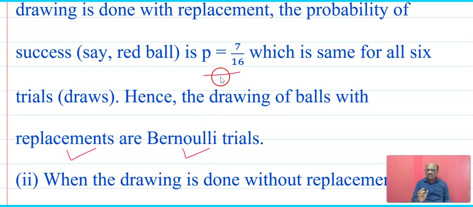The constant. It should not change. Then this type of trials are called Bernoulli trials.